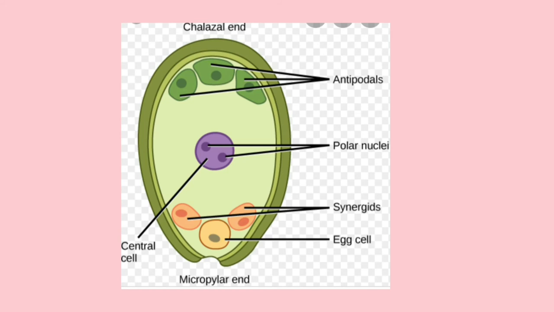In the egg apparatus, the middle one is the largest and is called the egg, ovum or oosphere. The rest two are the synergids, which are also called the helping cells.